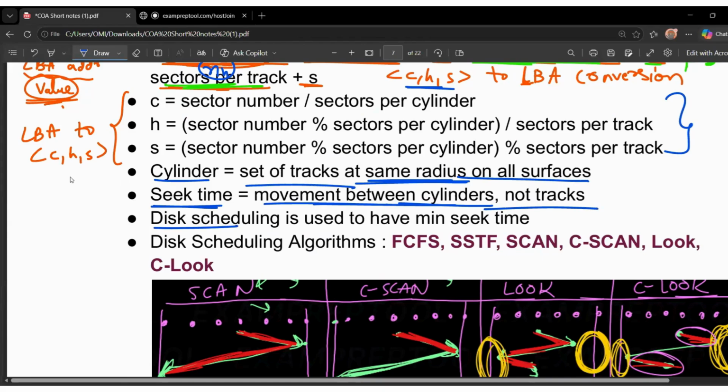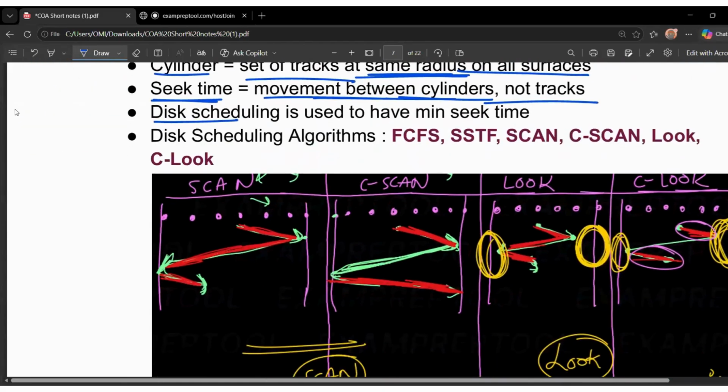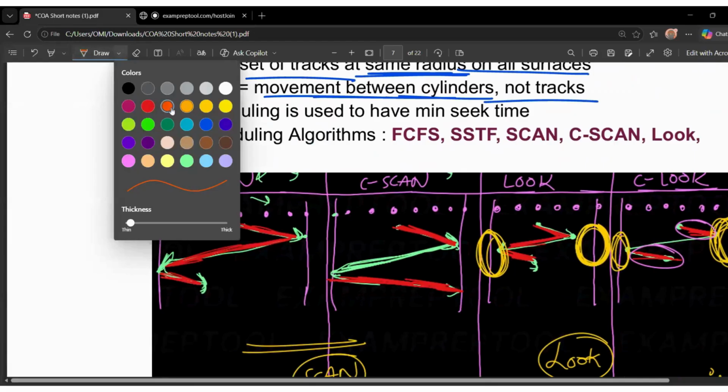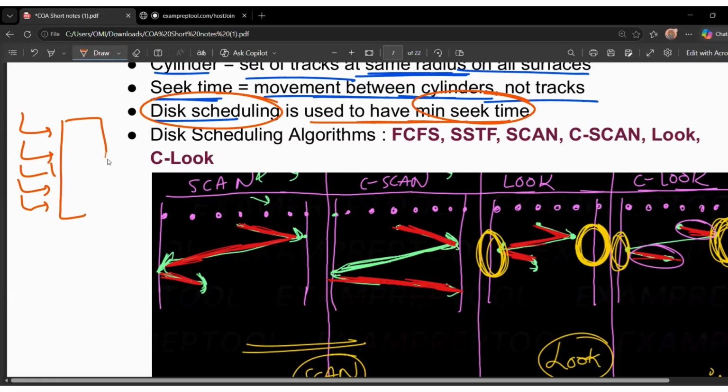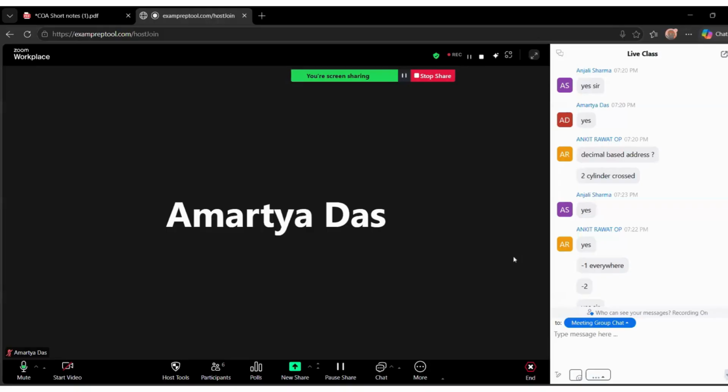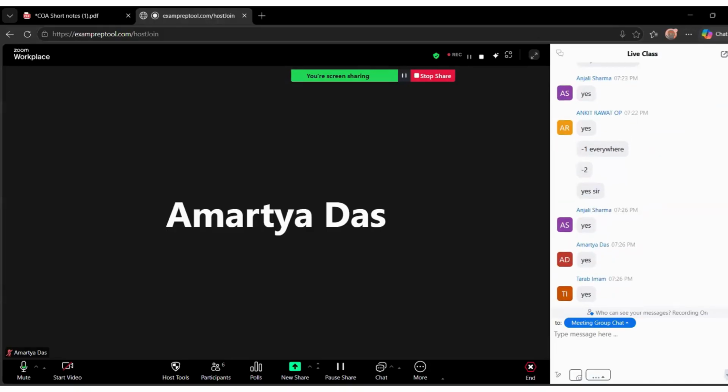Now the next topic, the next PYQs, will be based on disk scheduling. Disk scheduling is used to get minimum seek time. We have seen that if multiple requests come, how the scheduling will happen, which request you have to pick. So for that, disk scheduling is used.